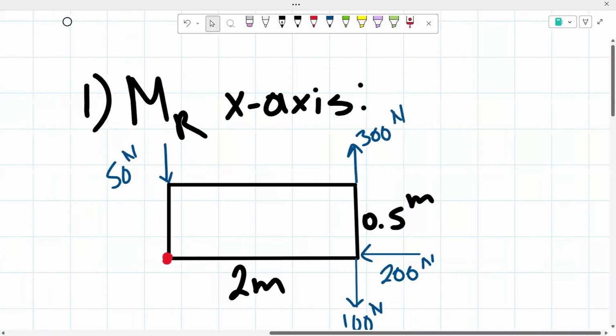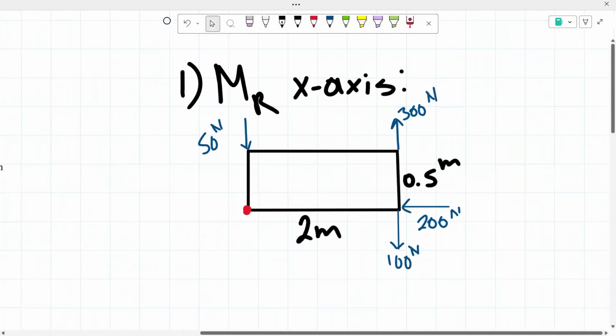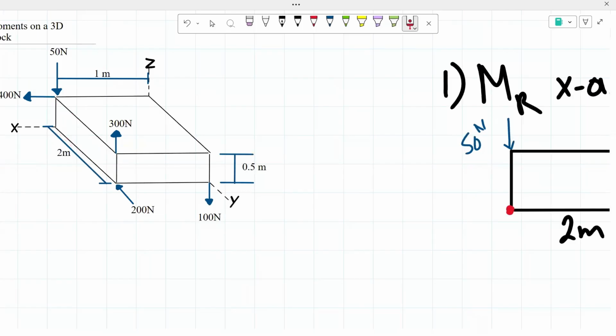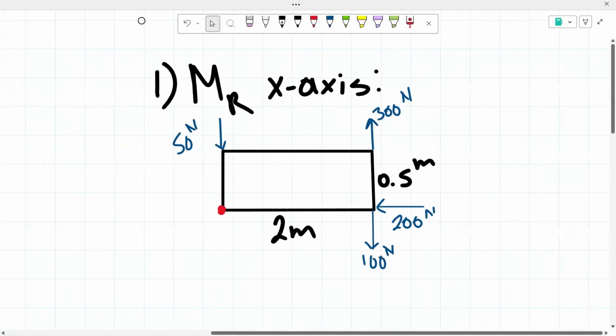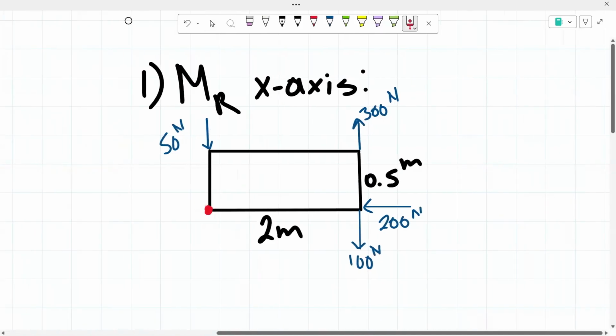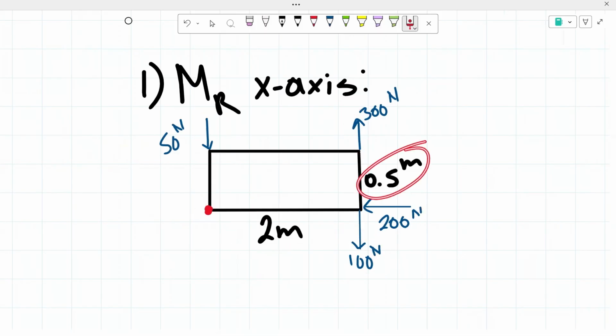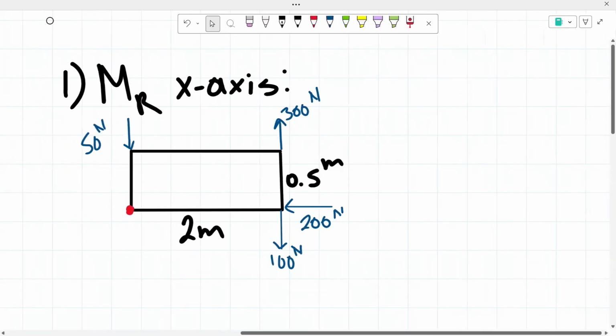So our first step is finding the resultant moment about the x-axis. As you can see, I drew out what I showed you guys, this box, taking the resultant moment about that corner that lies on that x-axis and the 1, 2, 3, 4 forces. So here we have our corner right there. 1, 2, 3, 4 forces. We know that this side is 2 meters long. This side is 0.5 meters of height. So now that we have that sketch drawn out, we can proceed to finding the resultant moment.